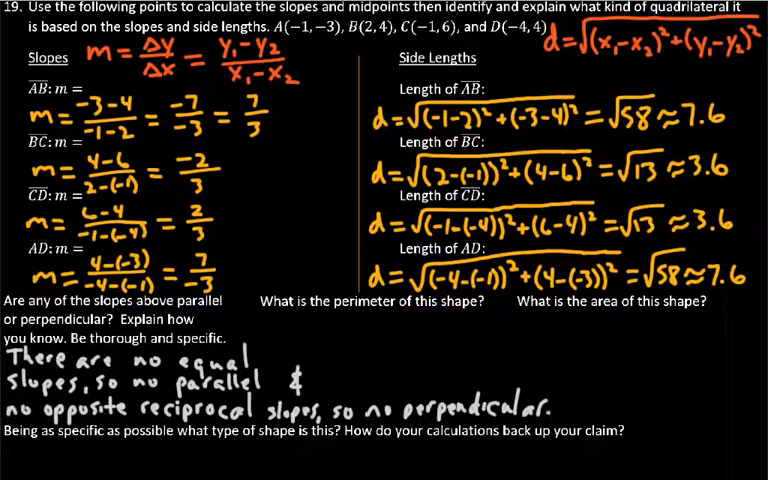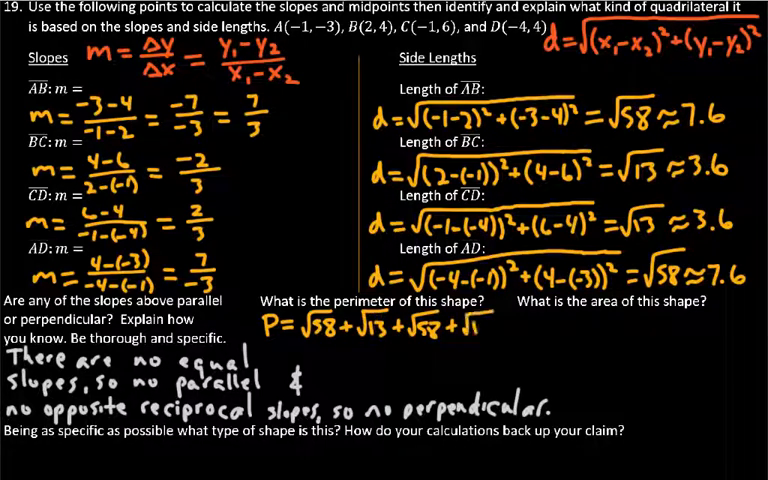The next part of the question is, what is the perimeter of this shape? Well, to calculate a perimeter, we can just take all of the side lengths and add them up. So the perimeter will equal, to be specific, square root 58 plus square root 13 plus square root 58 plus square root 13, and that will be approximately 22.4 units.